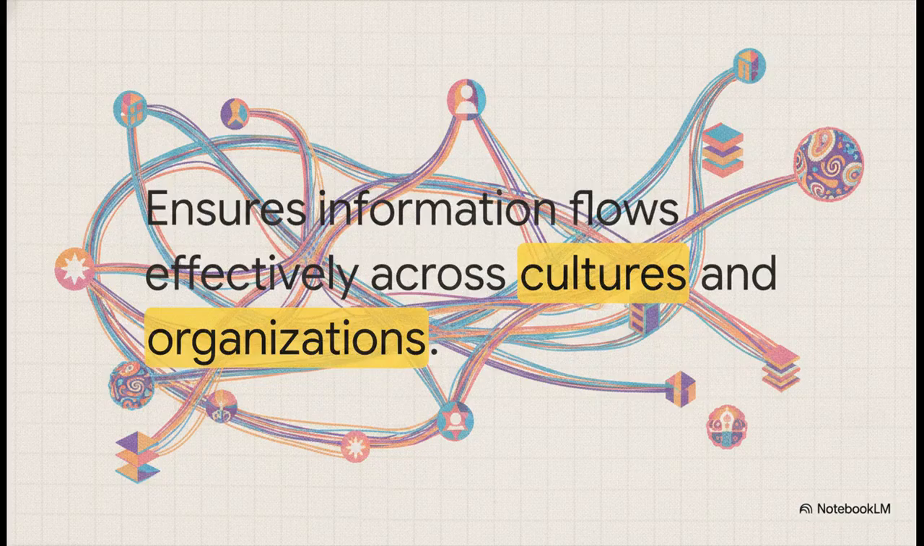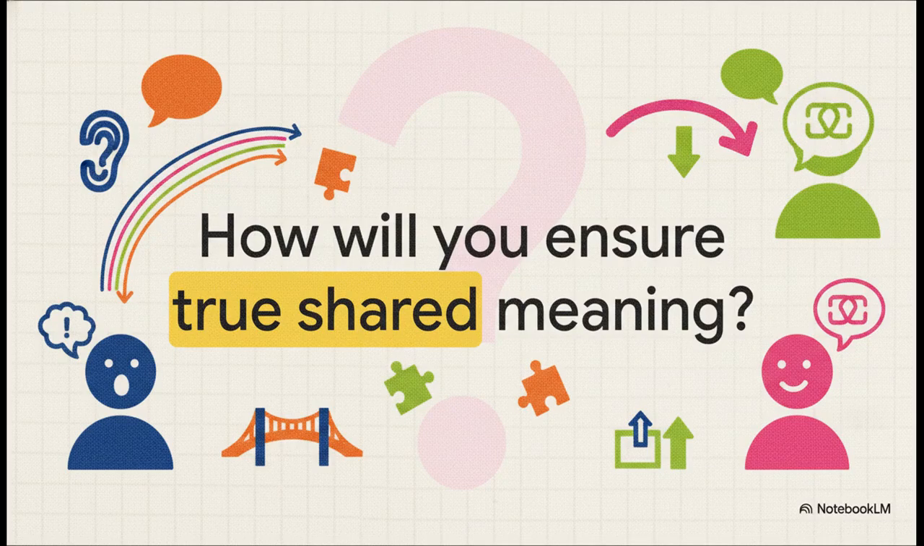Mastering the meaning, the types, and those dynamic characteristics we talked about, that is what ensures information flows effectively. It's what allows us to truly connect and bridge those massive gaps between individuals, across different cultures, and throughout complex organizations. Which brings us to the end, and I want to leave you with this provocative thought. Based on these mechanics, how will you transform your everyday interactions to ensure true shared meaning?